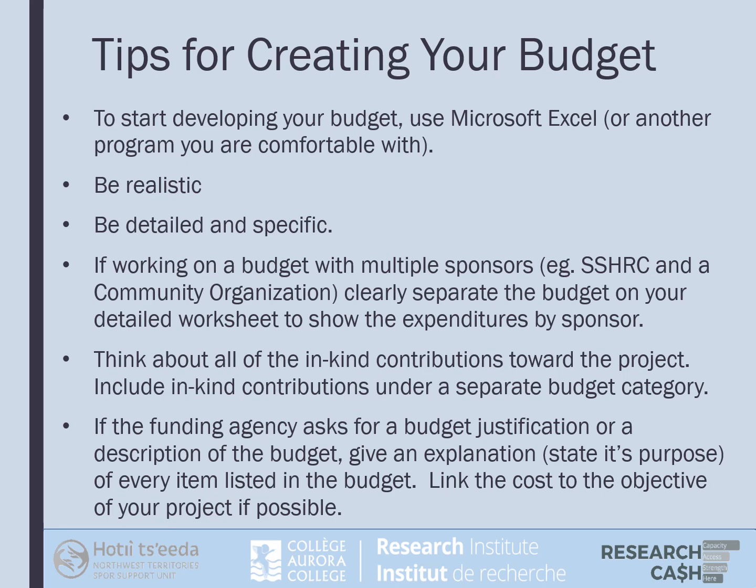If working on a budget with multiple sponsors, for example, maybe a tri-agency funder and a government funder, maybe your own institution is contributing too, you'll want to clearly separate the budget on your detailed worksheet to show how the expenditures work by sponsor. That's for each funder. Ensure that the amounts of cash or in-kind support from each sponsor match the amount provided in the letter of support.